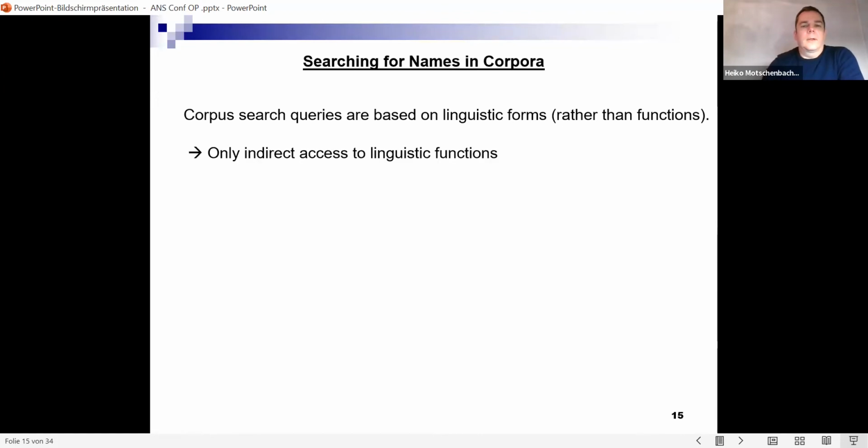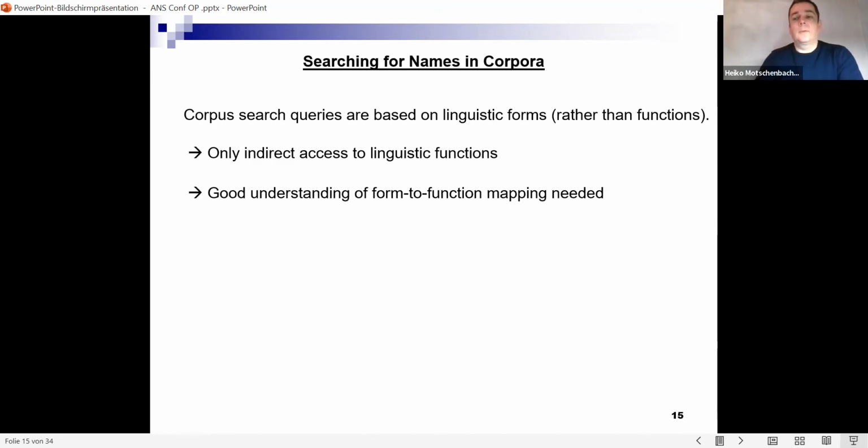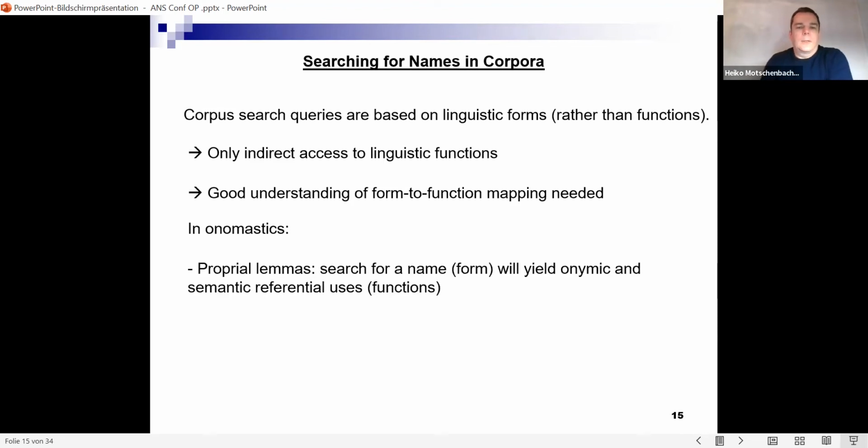And that means that our access to linguistic functions through corpora is always indirect through linguistic forms, because the linguistic forms we can easily incorporate in our search queries. This also means that we need to have a good understanding of what is called form to function mapping before we do our queries. And in onomastics, this has something to do with the appropriate lemma again, because if you just search for a certain name using a corpus tool, and you create a search query with that name, you have to be aware of the fact that you will retrieve both onymic and semantic referential uses of this name.